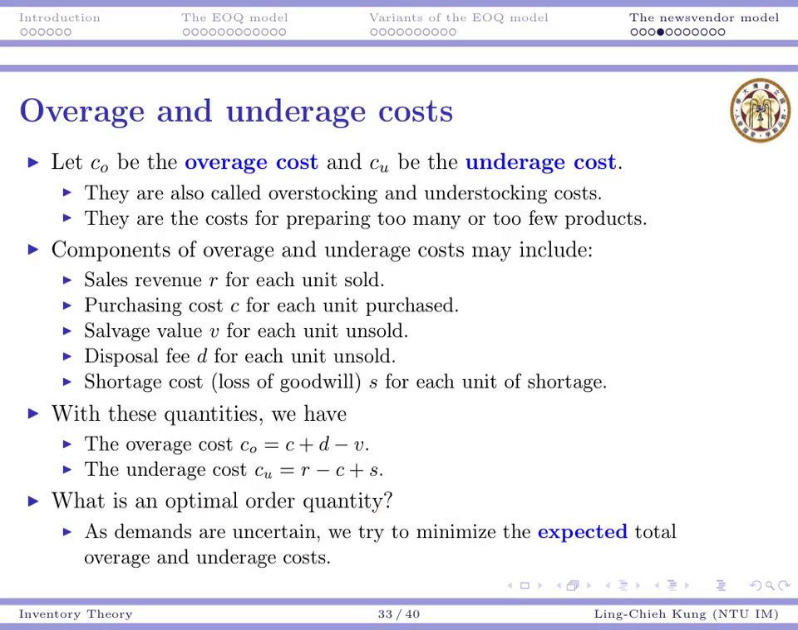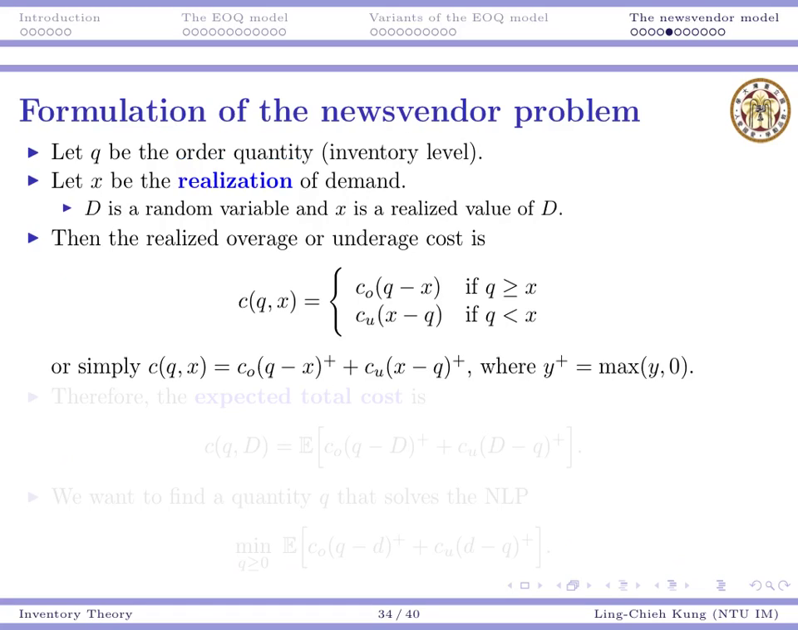Here, we will try to minimize the expected total overage and underage cost, because demand is uncertain, so the costs are also uncertain. So all we can do is to minimize the expected cost. That's something we want to do. So let's formulate the problem.